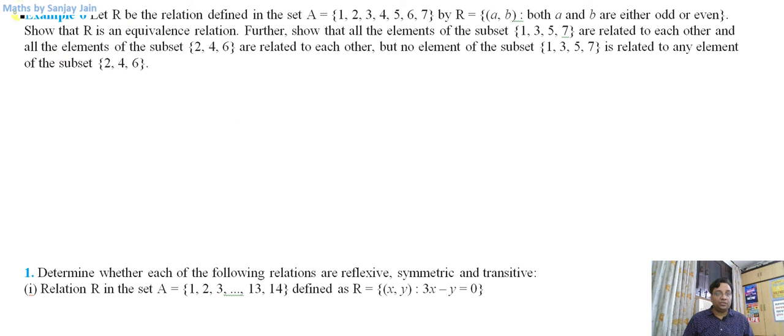We will solve this question in this lecture. After that, the next set of questions we will solve in the next lecture. Let R be the relation defined in a set A by (a, b): both a and b are either odd or even. So if I want to write one of the ordered pairs of this relation R, both a and b should be either odd or even. So if I am writing 1, 1 will be related to 3, right?